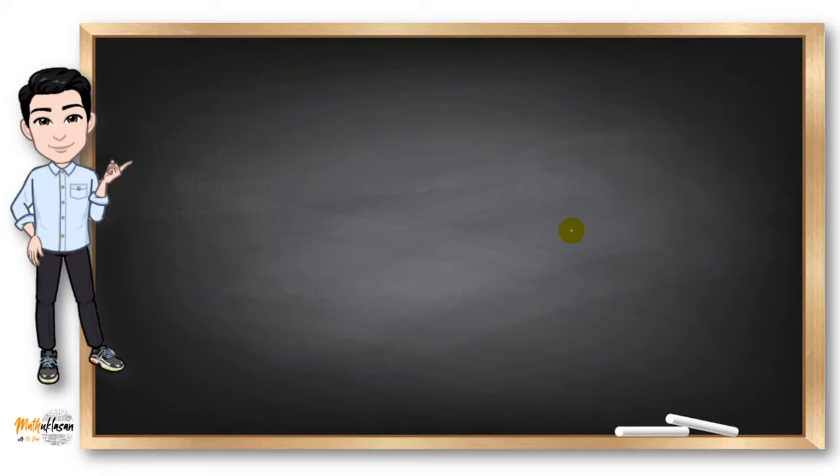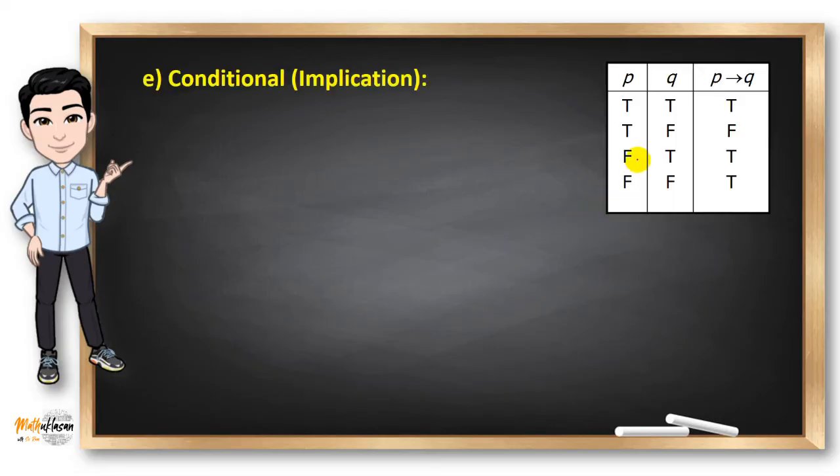If the operator is conditional or implication, all the possible combinations are true except for this row. If the hypothesis is true and the conclusion is false, then the truth value is always false. The rest, true.